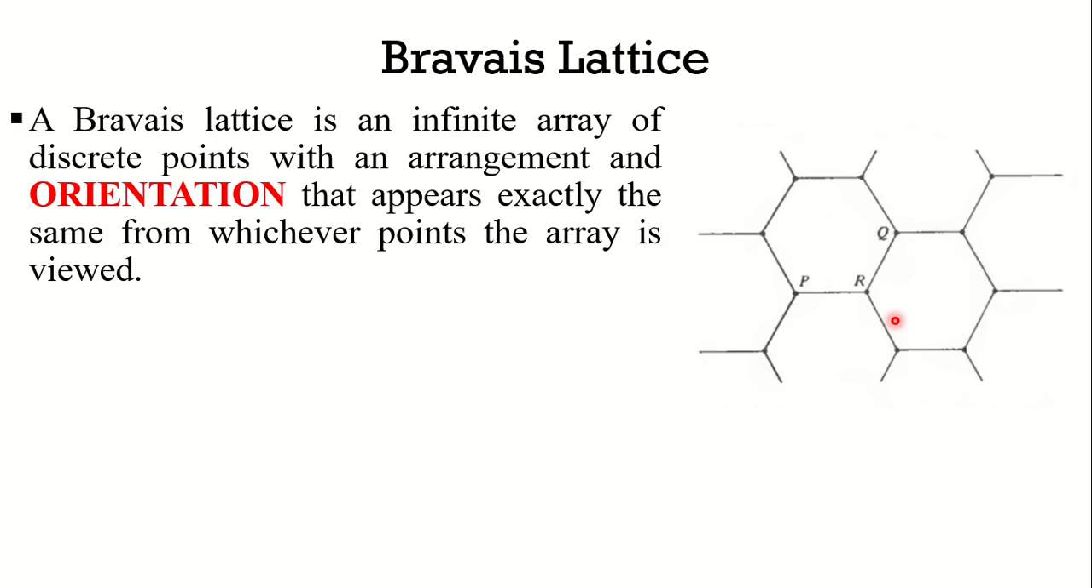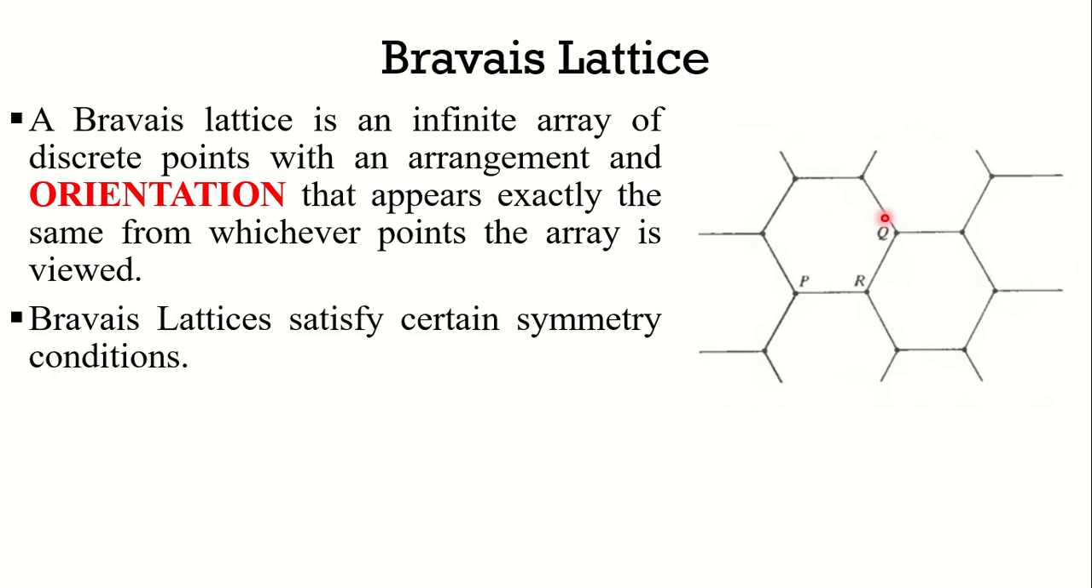So what is the definition of a Bravais lattice? A Bravais lattice is an infinite array of discrete points with an arrangement and orientation that appears exactly the same from whichever point the array is viewed. So here we have one extra term, which is orientation. For example, here orientation-wise P and Q are identical but not R, so that's why this is not a Bravais lattice.